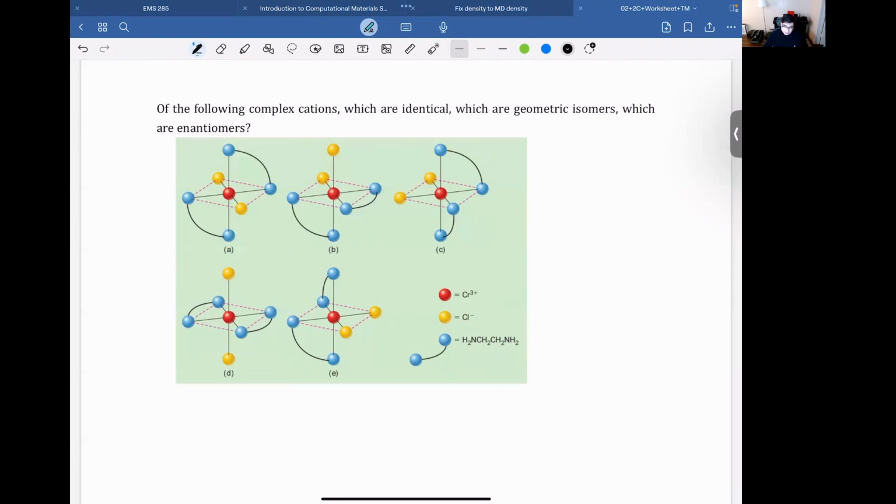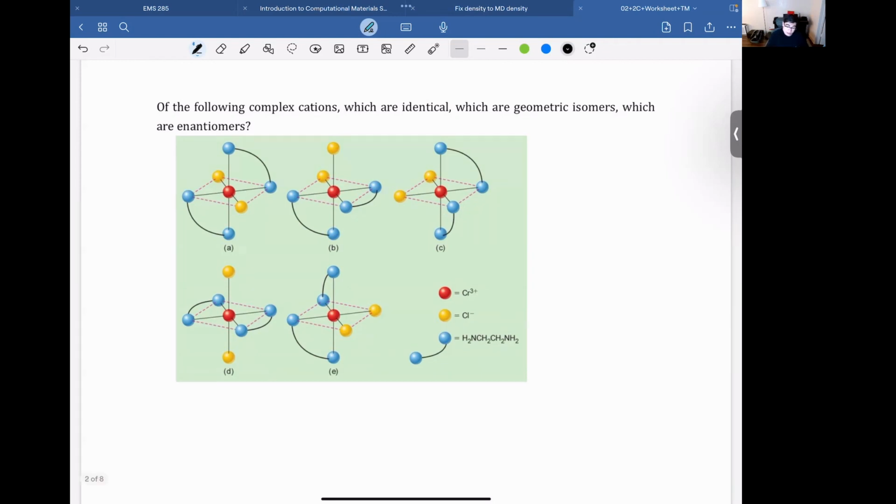So comparing these, we're going to do kind of the same thing. We're going to compare the things closest to each other just because it's easier. So let's compare A and B first. That seems like a good start. If we're comparing A and B, I'm going to do the same check first to see if they're any different. We do have two yellow ligands on both. We have two blue bidentate ligands on both. So these have the same ligands, so they're not different.